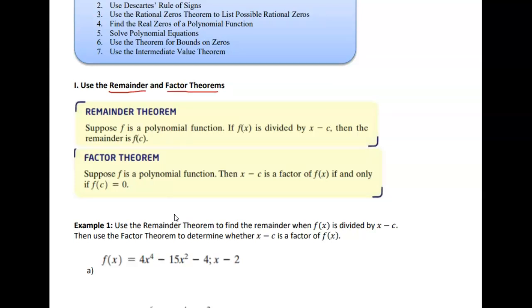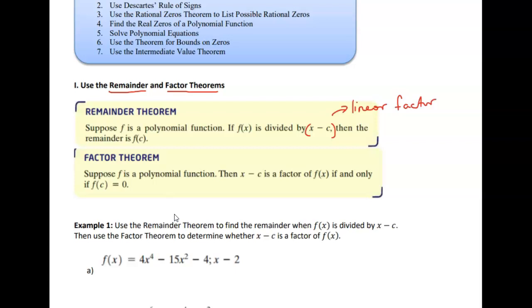The remainder theorem says, suppose f is a polynomial function. If f of x is divided by x minus c, so this is a linear factor, x minus a number, then the remainder is f at c. Basically, if you divide the polynomial by the linear factor x minus c, the remainder of this division is equal to the function evaluated at c.